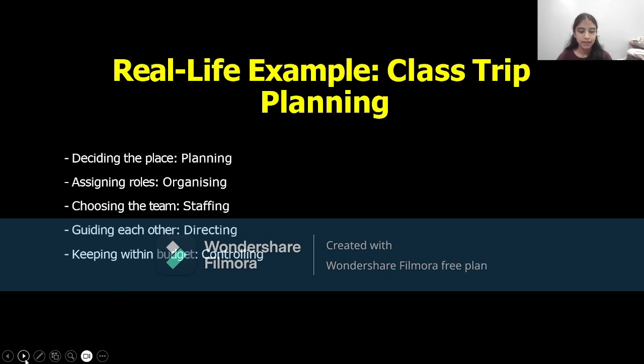Let's take an example now. An example of a class trip planning. Imagine your class is organizing a one-day trip. First, you plan the destination, then you assign tasks, select volunteers, guide one another, and stay within budget. These actions show you're applying the functions and principles of management, even without formal training.